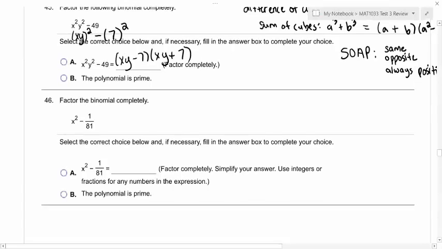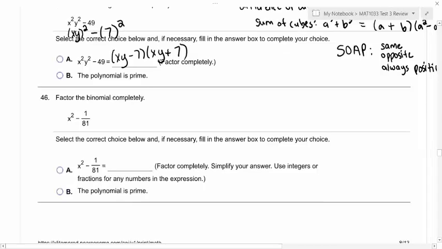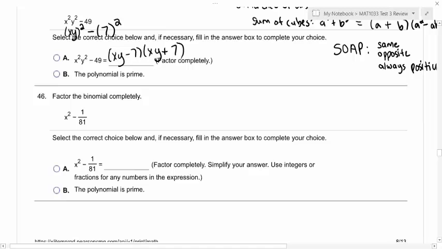What about number 46? Is that a sum or a difference? Difference. And then are those perfect squares or perfect cubes? Squares. So how could you rewrite it? What is being squared to get x squared? X. X. And then what about the fraction? 1 over 9. 1 over 9.